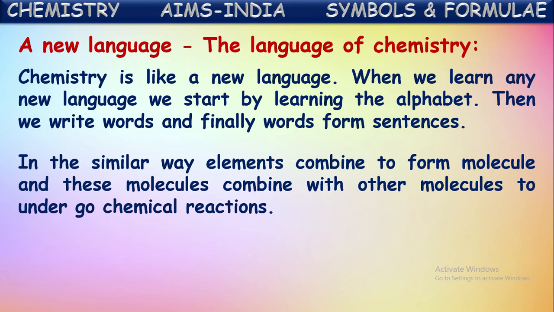In the similar way, in chemistry also, elements combine to form molecules. First, we learn about elements and their symbols. Then these elements combine to form molecules of compounds. So after learning about the elements, we start learning about molecules by clubbing these elements. And these molecules will combine with other molecules to undergo chemical reactions.